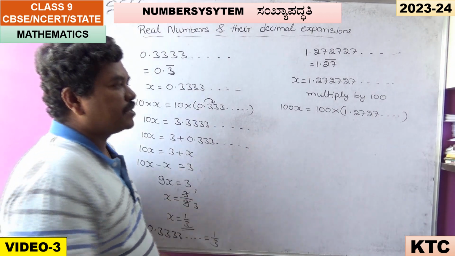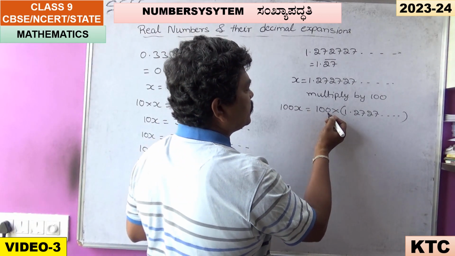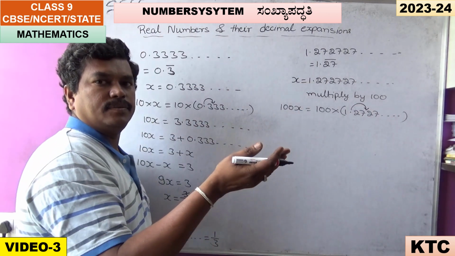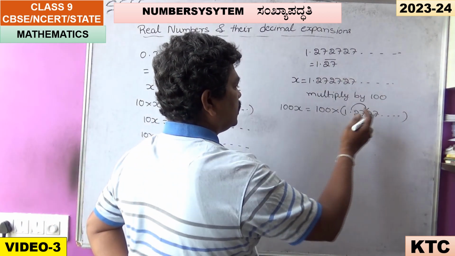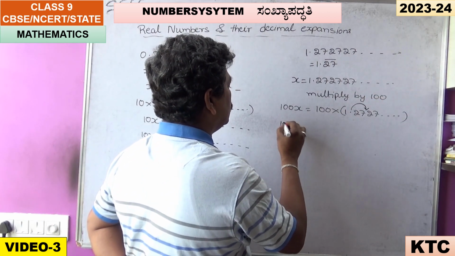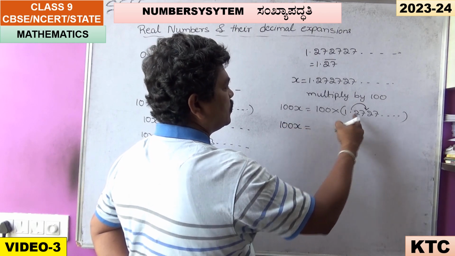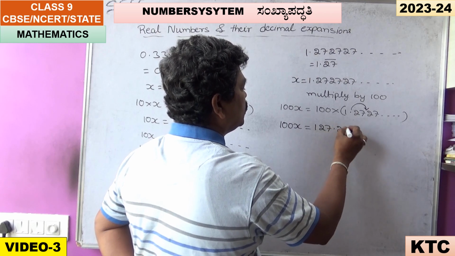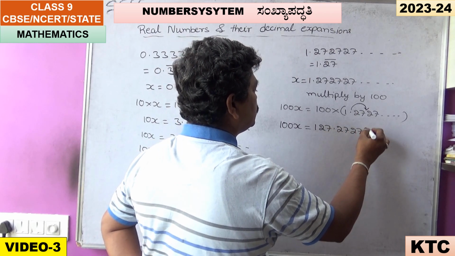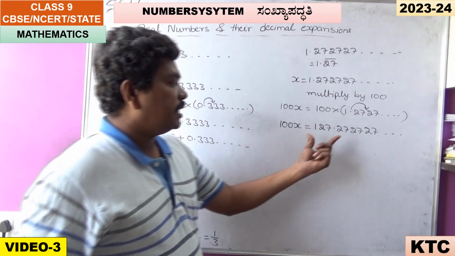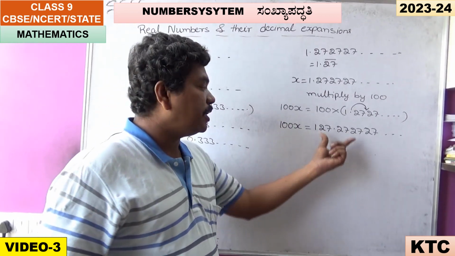So what does it become? If you multiply it by 2 zeros, the decimal point is shifted two digits to the right. So 100x is equal to 127.272727 and so on.